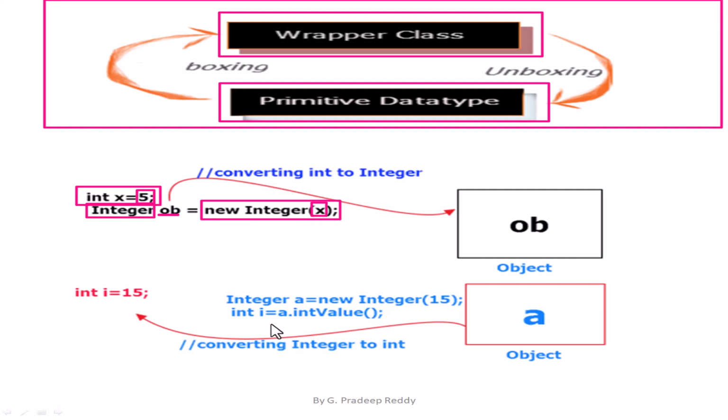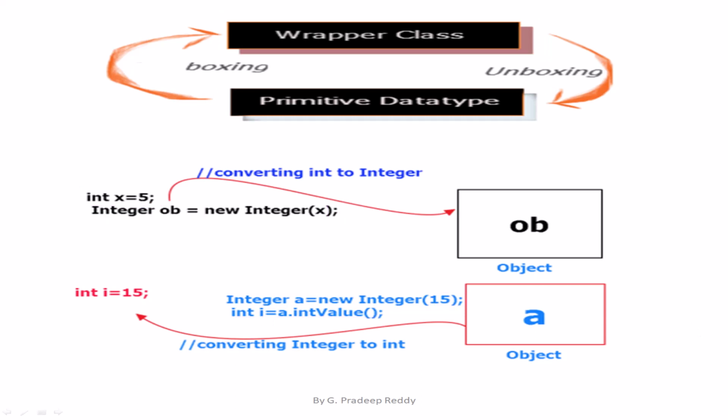Here you also convert the wrapper class into the primitive data type: Integer a equal to new Integer(15). 15 is the value which is in the wrapper class. Now assigning the value into the primitive data type: int i equal to a.intValue(). So the particular value 15 will be assigned to i, which is a primitive data type. This particular concept is called autoboxing and unboxing.